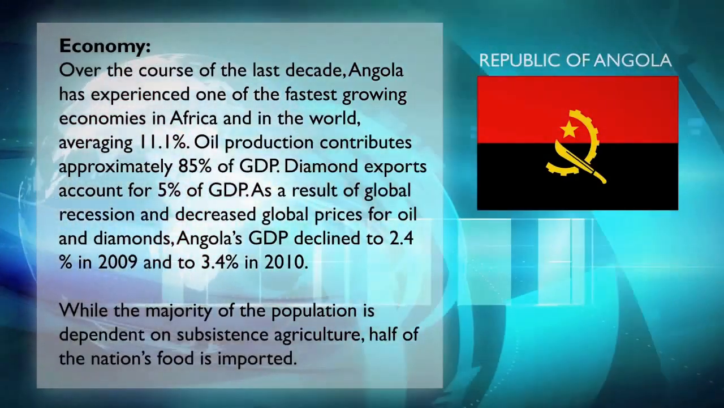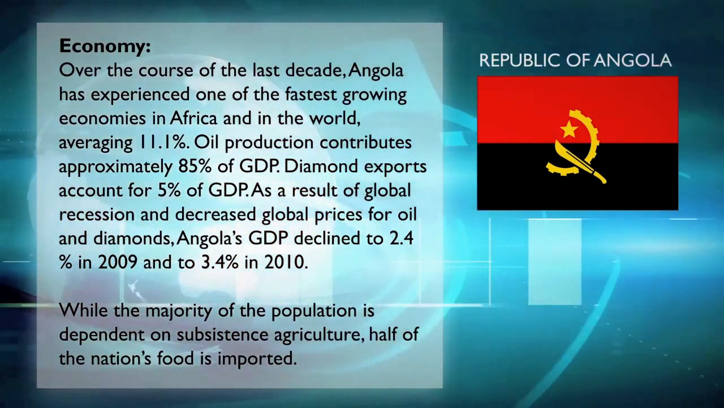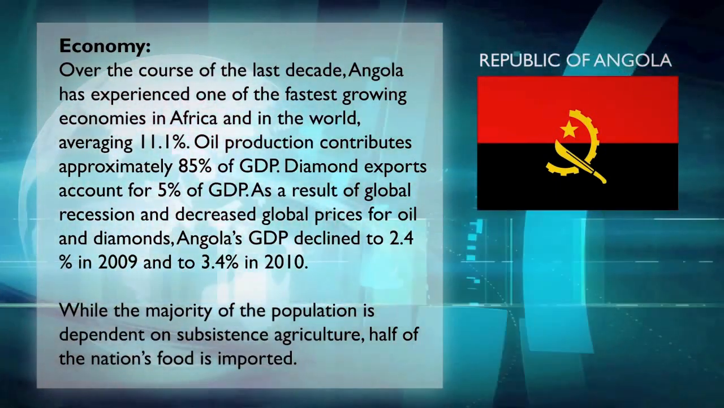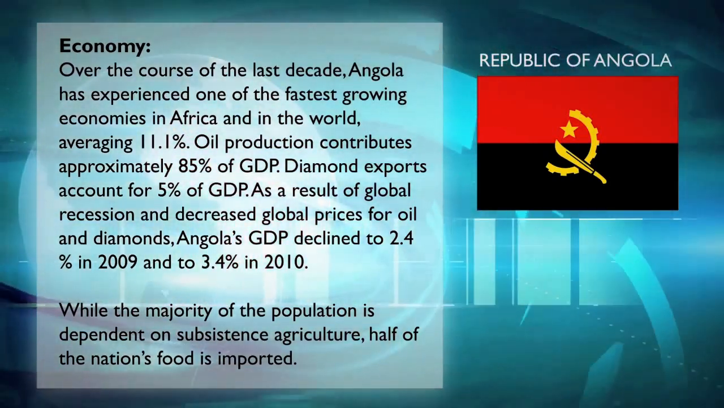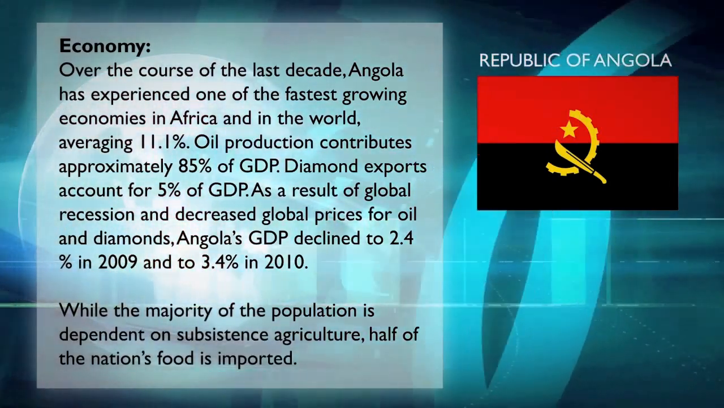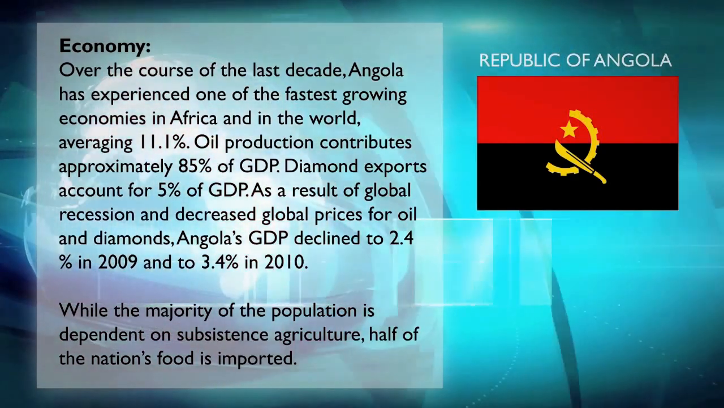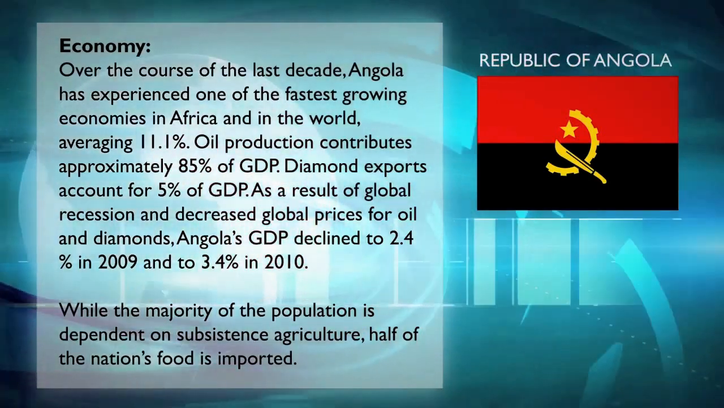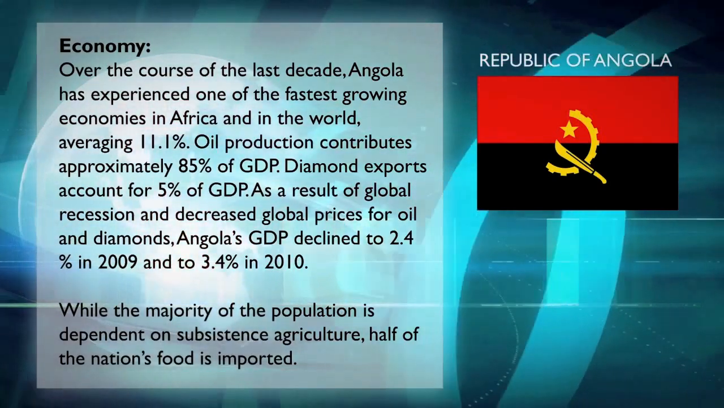The economy of Angola has experienced one of the fastest growth rates in the world, averaging around 18%. Oil production contributes approximately 85% of GDP. Diamond exports account for 5% of GDP. As a result of the global recession and decreased global prices for oil and diamonds, the GDP of Angola declined to 2.4% in 2009 and then again to 3.4% in 2010.